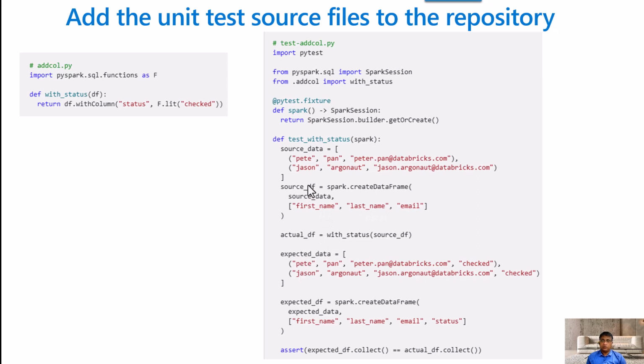Once you have this source data frame, you are going to create the expected data. This is your expected data, and this is your source data coming from outside. Then it will create a data frame and compare the expected result with the actual result. If the expected result and actual result match, then this test is passed. If it is not matching, then this test will fail.